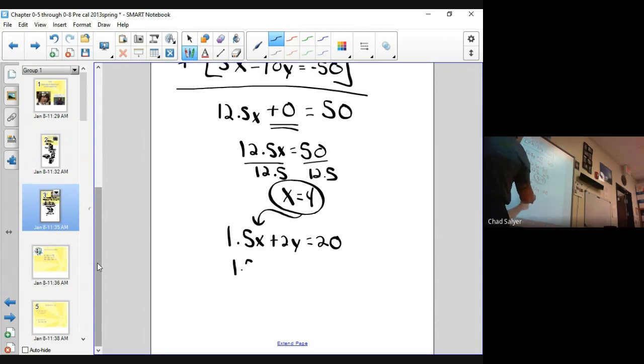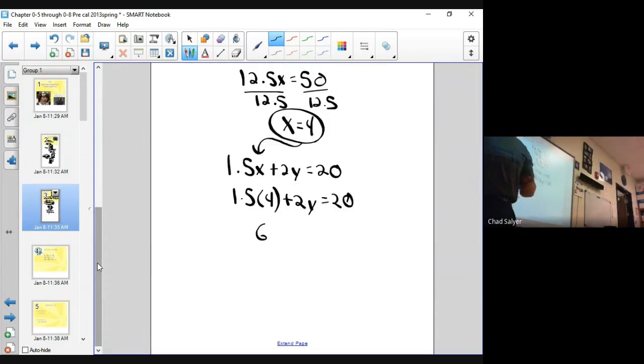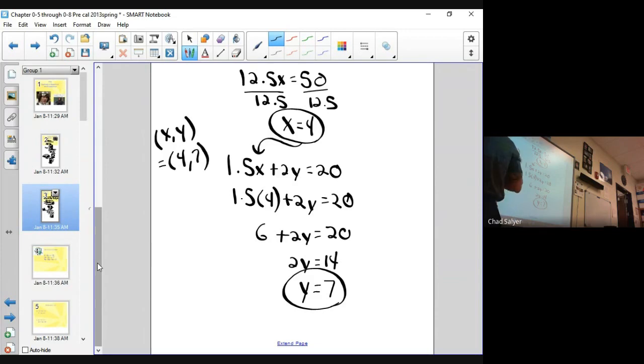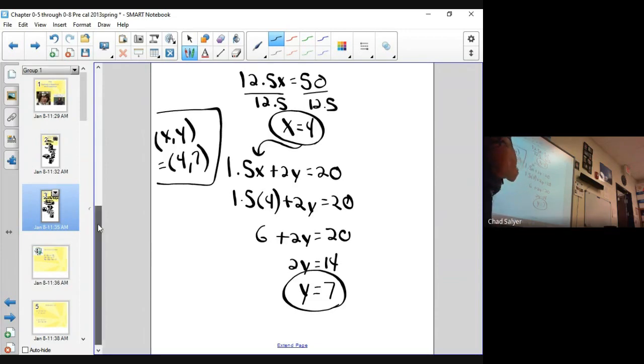So 1.5 times 4 plus 2y equals 20. So 1.5 times 4 is 6, plus 2y equals 20. Subtract away the 6 here, and I get 2y equals 14. Divide away the 2, y equals 7. So once again, x, y has been solved. And this method we call elimination.